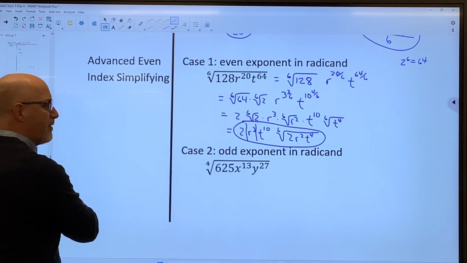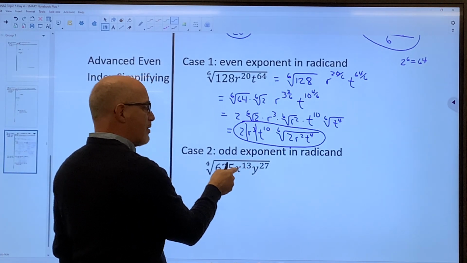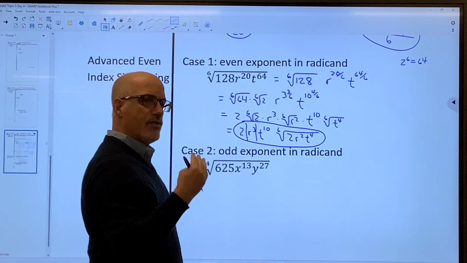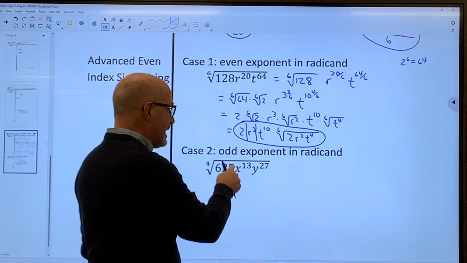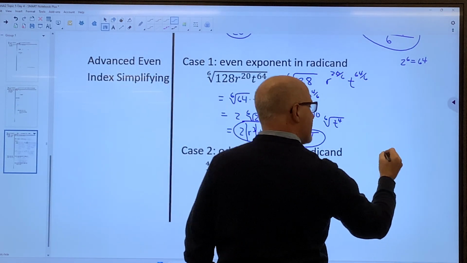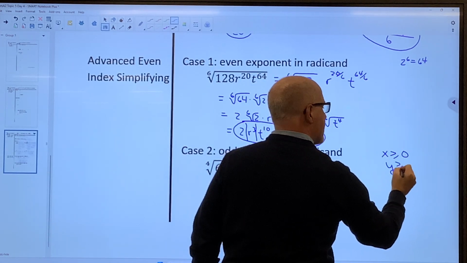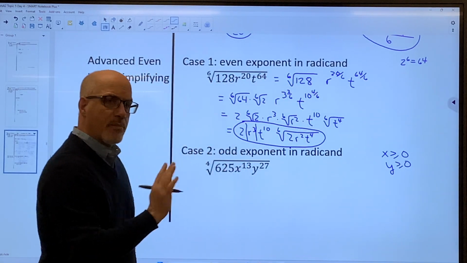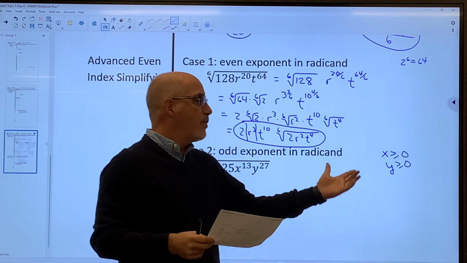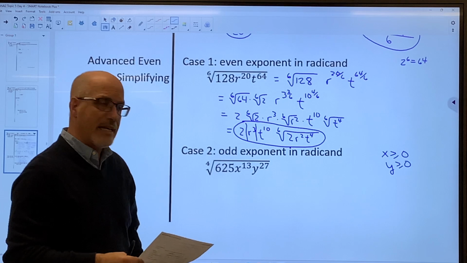Now, what happens if, in this case, we have an odd exponent in the radicand? You are not allowed to put in a negative for x here, or a negative for y, because if you do, you would end up with a negative in here. One of them was negative and the other wasn't. So here we have to define that x has to be greater than or equal to 0, y has to be greater than or equal to 0 to even do the problem. What that does is that tells us when the answers come out, we don't have to worry about absolute value because we already know that they can't be a negative.